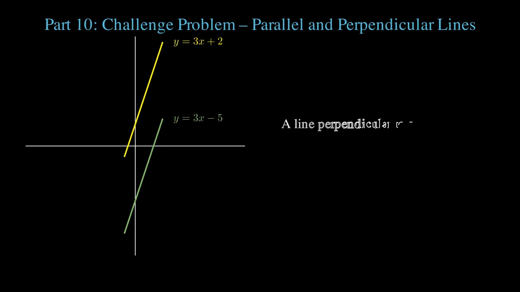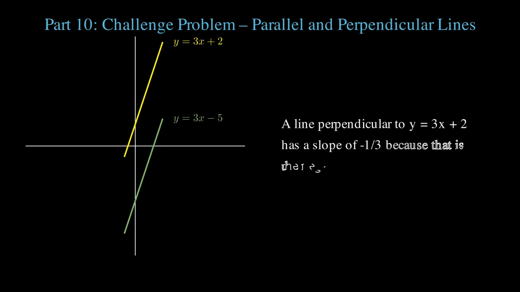Next, a line perpendicular to y equals 3x plus 2 would have a slope that is the negative reciprocal of 3, which is -1/3. Perpendicular lines meet at a right angle, which happens when the product of their slopes is equal to -1. On a graph, perpendicular lines form a perfect L shape where they intersect.